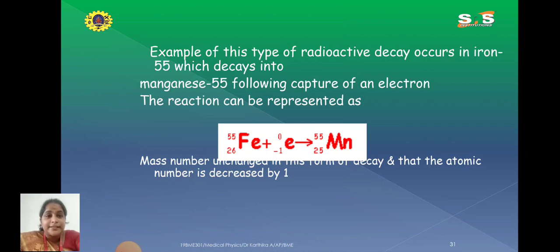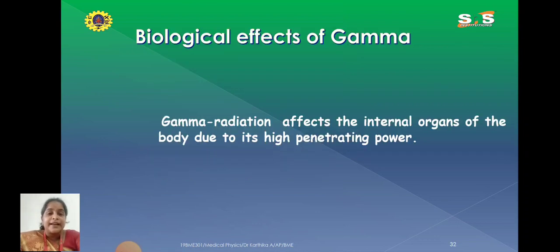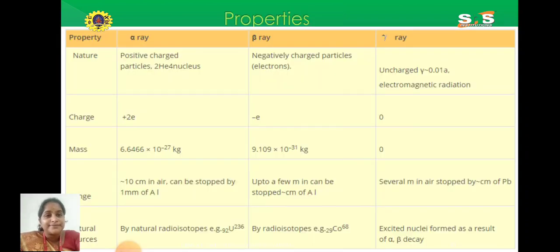Here we have an example. An example of this type of radioactive decay occurs in iron 55, which decays into manganese 55 following capture of an electron. The reaction can be represented as iron 55 26 plus electron, which produces manganese. Talking about the biological effects of gamma, gamma radiation affects the internal organs of the body due to its high penetrating power. And the slide shows the properties of alpha, beta and gamma rays.